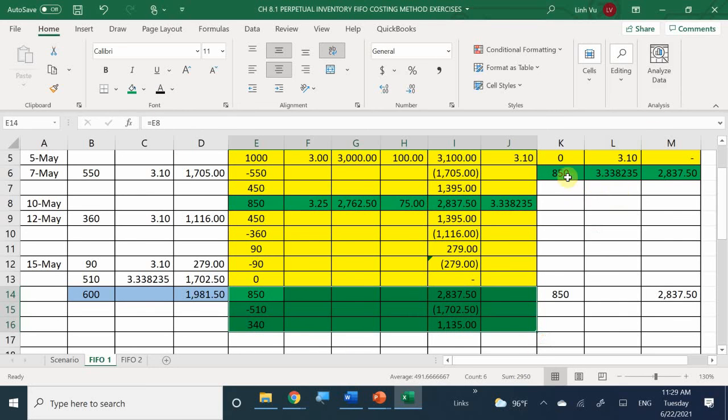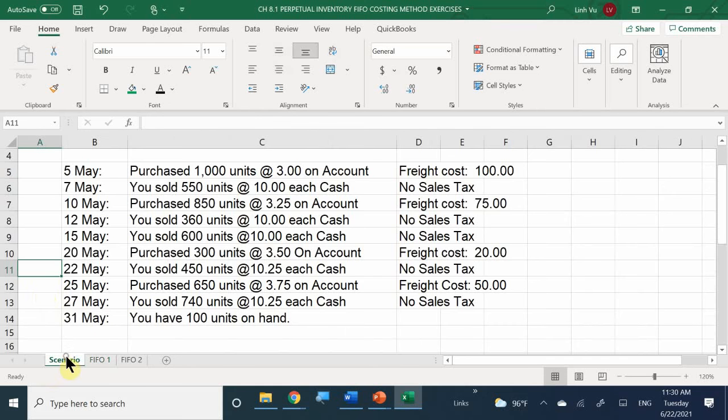So now I'm going to go ahead and update my inventory on hand because now I no longer have 850, I have 340, which if I have my calculate formula in there should give me 1135 even. And here, my goods available, I only have 340 items left available to sell. All right. So then let's see what happened next.